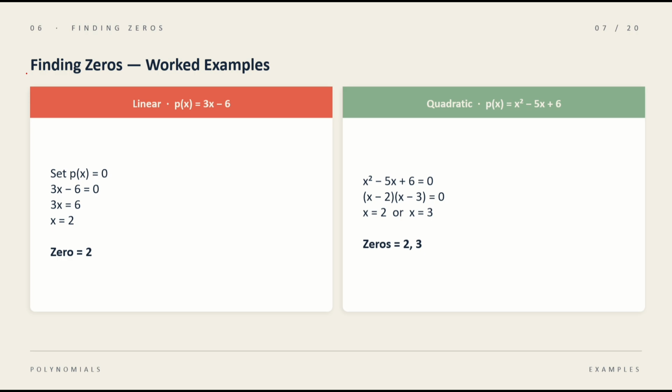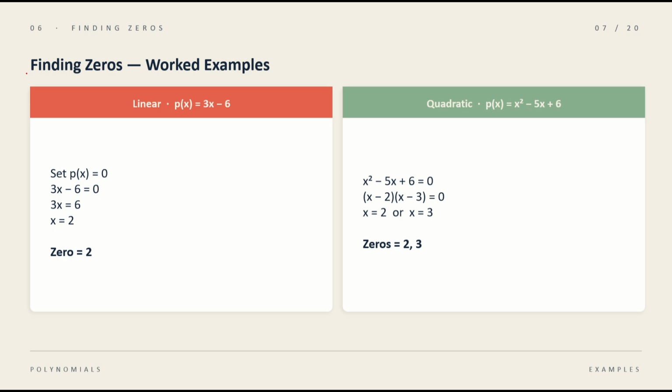If the zeros are given as 1 by 2 and 1 by 3, then the sum is 5 by 6 and the product is 1 by 6, then the equation becomes 6x square minus 5x plus 1. If the zeros are given as minus 3 and minus 5, then the sum is minus 8 and the product is 15, then the quadratic polynomial becomes x square plus 8x plus 15.